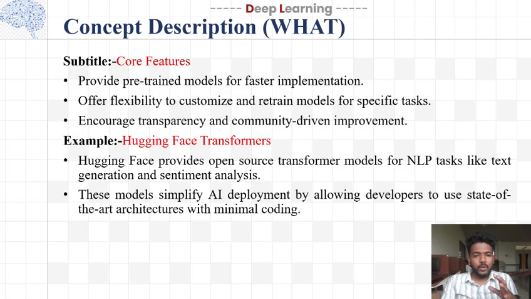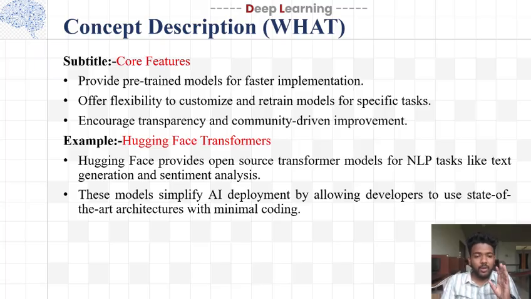The next one is the concept description, meaning what open source for deep learning models is. There are three core features. The first one is providing pre-trained models. Why choose pre-trained models? For faster implementation of model training. It offers flexibility to customize the pre-trained model for specific tasks, it encourages transparency and community-driven improvement, and it also helps maintain privacy.